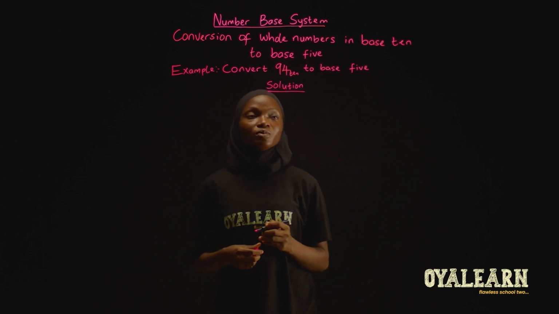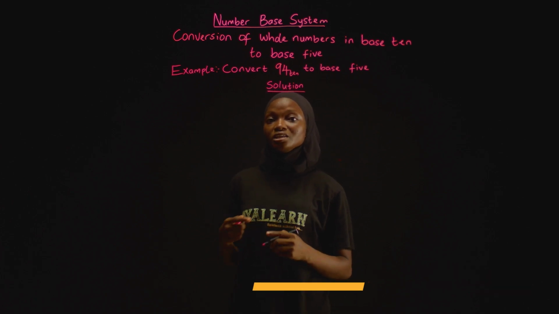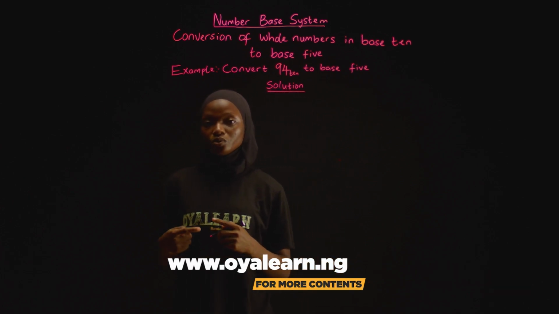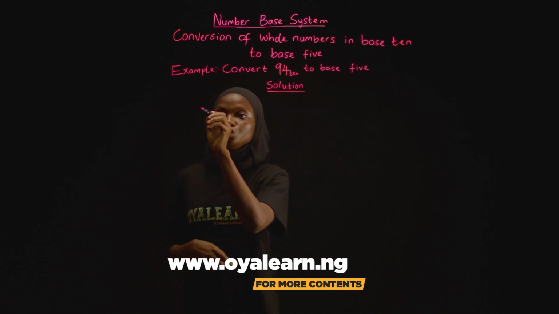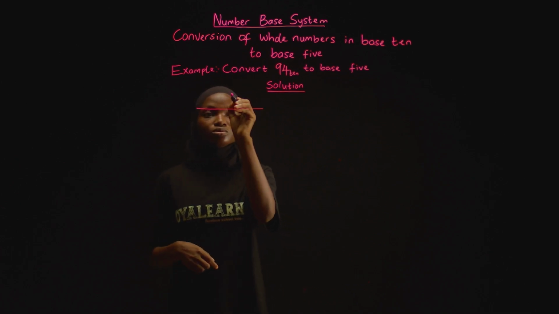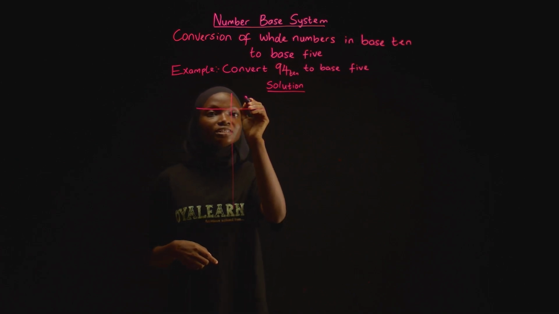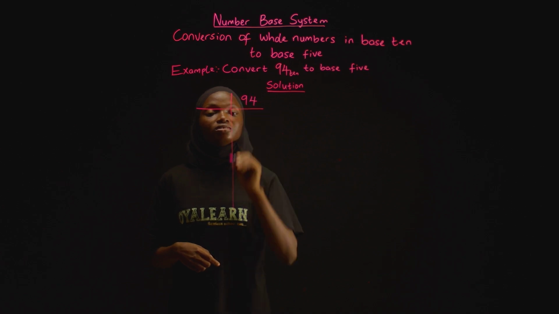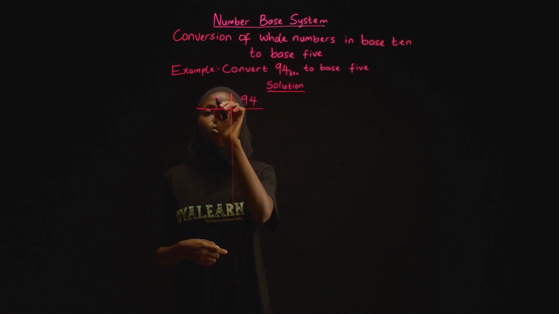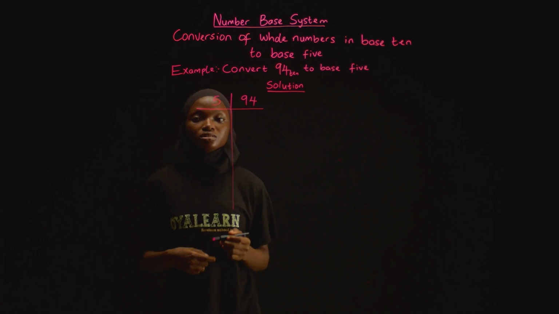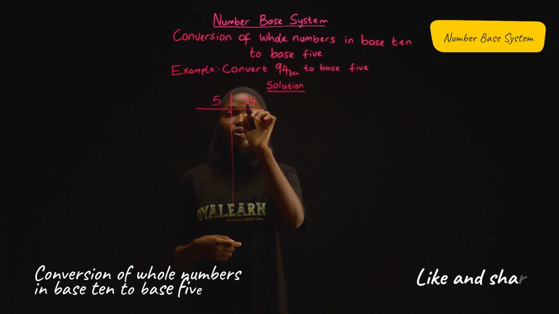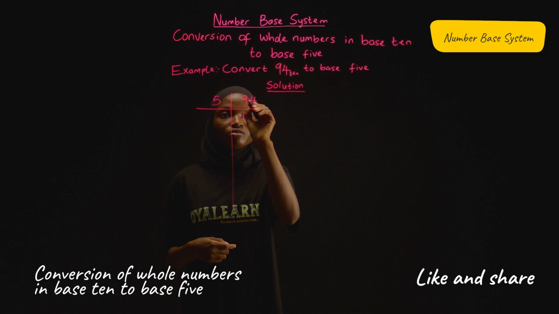To convert 94 base 10 to base 5, we divide repeatedly by 5 until further division is no longer possible. And to do that, we draw a table. We place our 94 at this side, then the base we are converting it to, 5, at the other side. Then we divide. 5 goes in 9, we have 1 remainder 4.